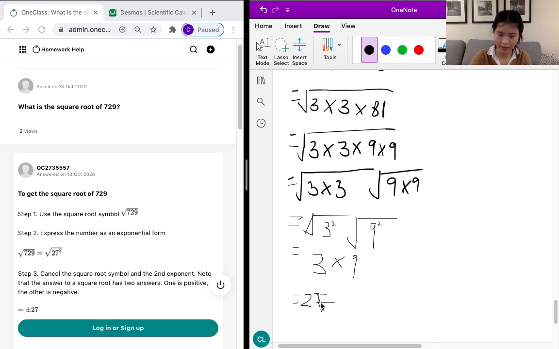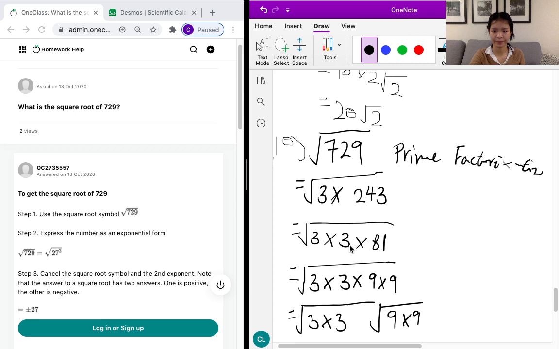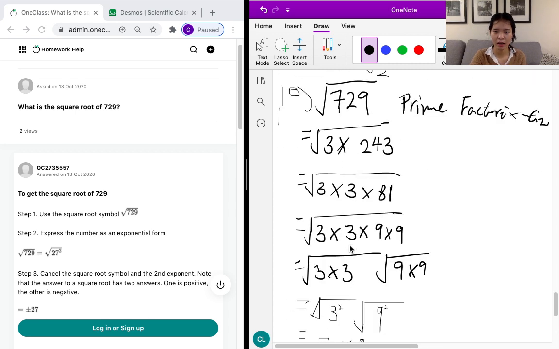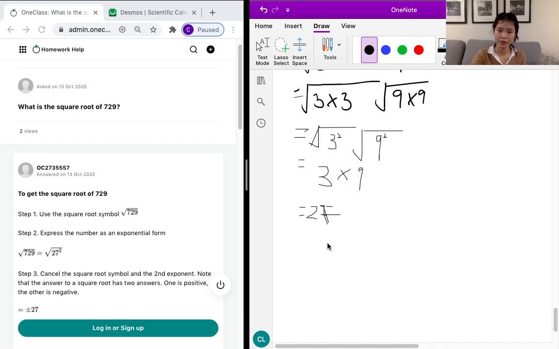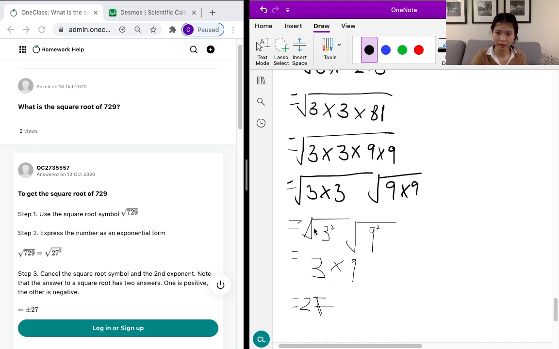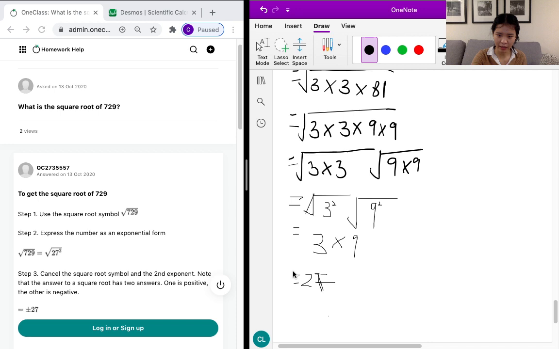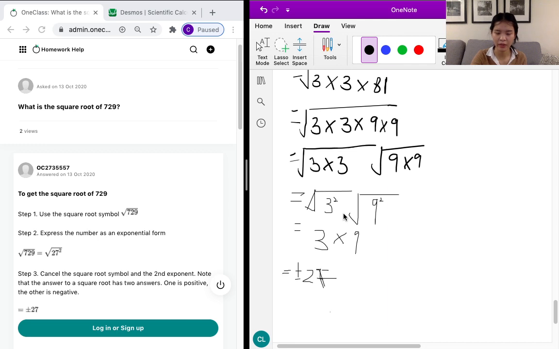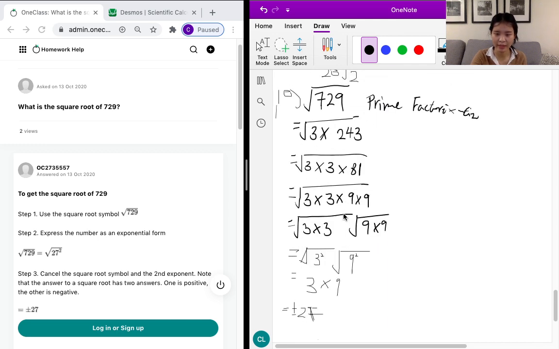So again, the square root of 729 is just equal to 27. Also, because it's a perfect square, the square root of 729 can also be negative 27. So the square root of 729 is positive 27 or negative 27.